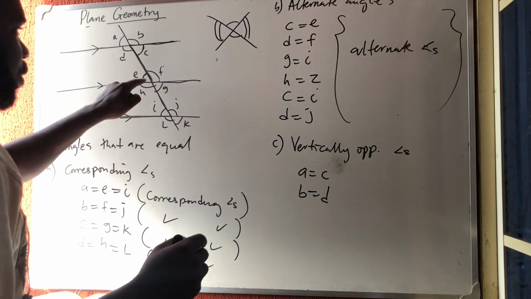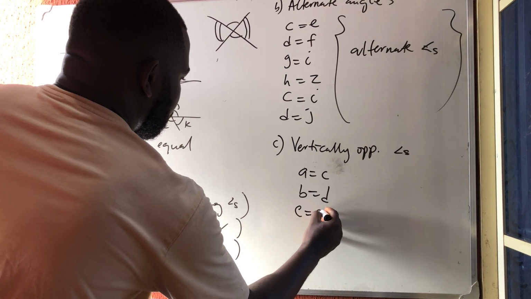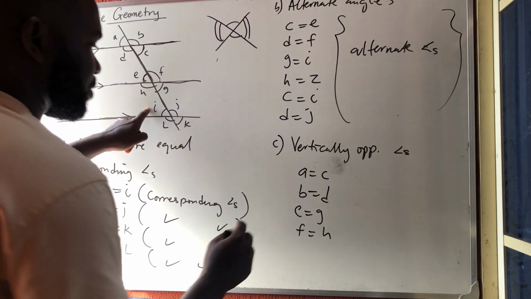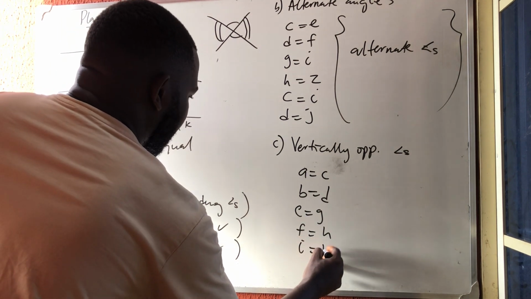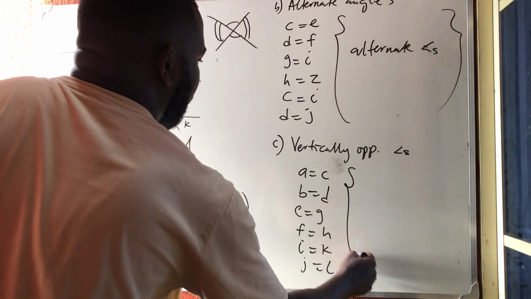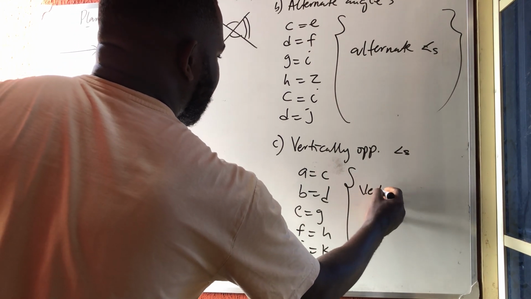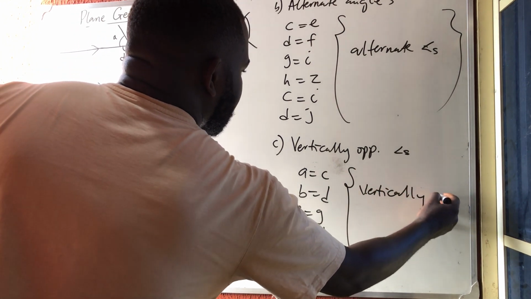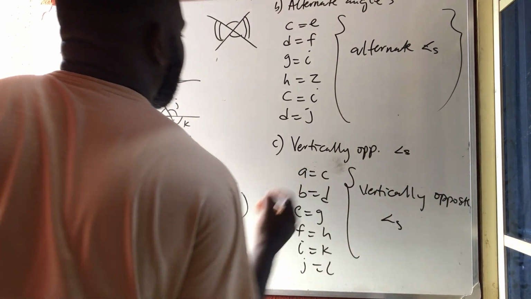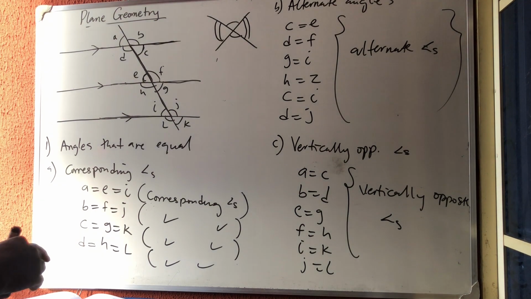You come to this next point, you say that E is equal to G, and F is equal to H. We come to the last one. I is equal to K, and J is equal to L. And my reason for all this is called vertically opposite angles. Okay, so these are angles that are equal.